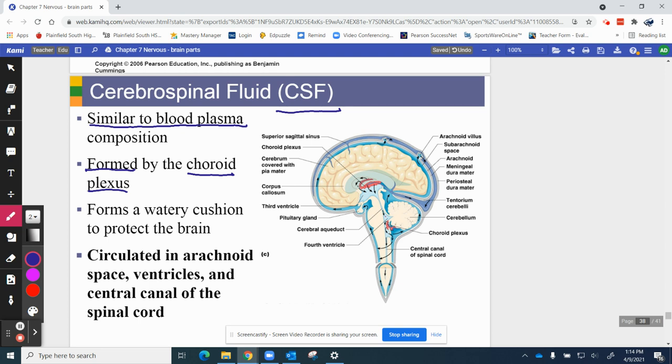Right, and what it really does for us is provide that watery cushion. So the brain is actually floating inside of the skull there. It's going to circulate throughout all of these spaces that you see down here at the bottom. This might be, especially since it's in bold, a pretty good test question, so just make sure you take a look at that. But it circulates in the arachnoid space, the ventricles, so it circulates within these ventricles that are in here, the center of the brain. The central canal, the spinal cord, so it's circulating down through there. And it's there really to protect that portion of the brain for us, okay?